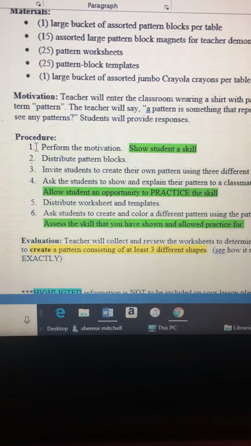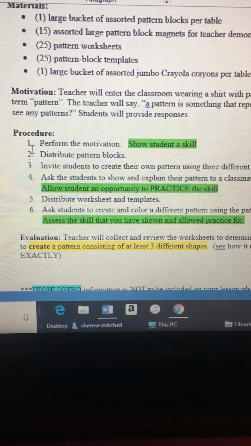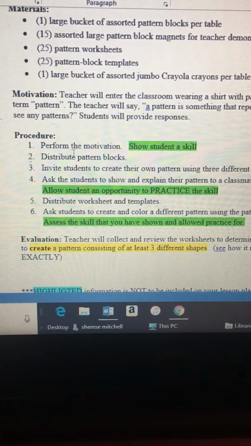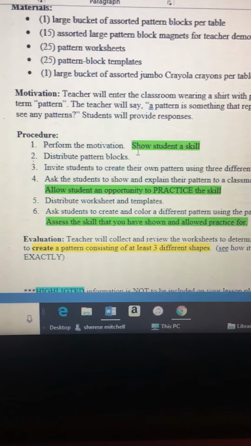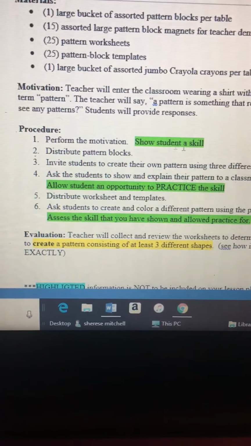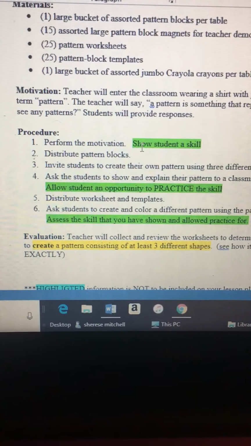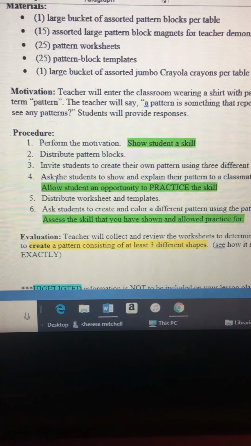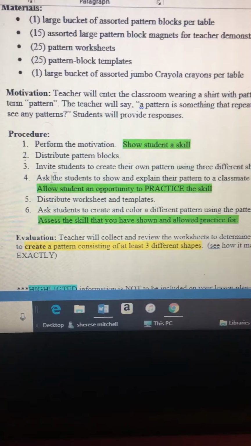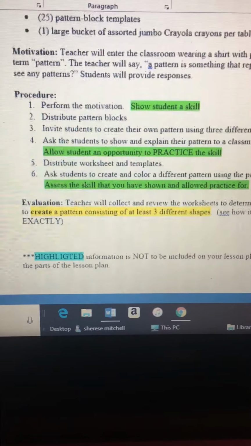So then we go on to the procedure. Procedure starts with number 1. And the procedures are always numbered. Number 1 is always going to be perform the motivation. Don't write show the student the skill. I just put that there so you understand that the motivation is showing the students a skill. Then you'll continue with the rest of the steps of the procedure. And you notice they're starting with verbs. Or you could start it with teacher will.